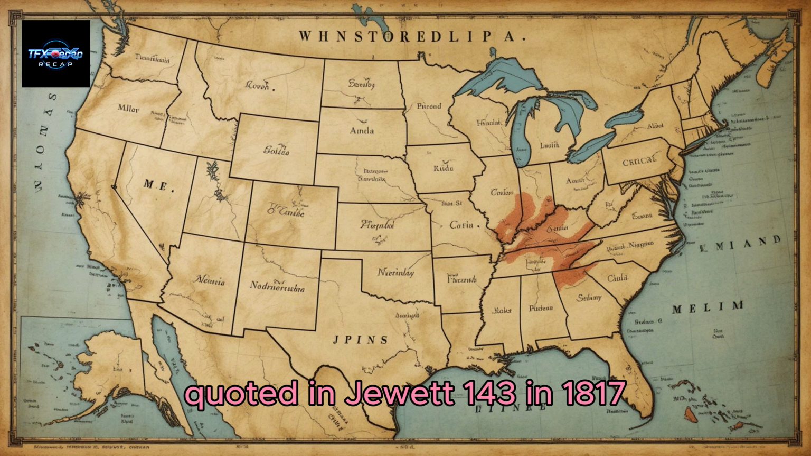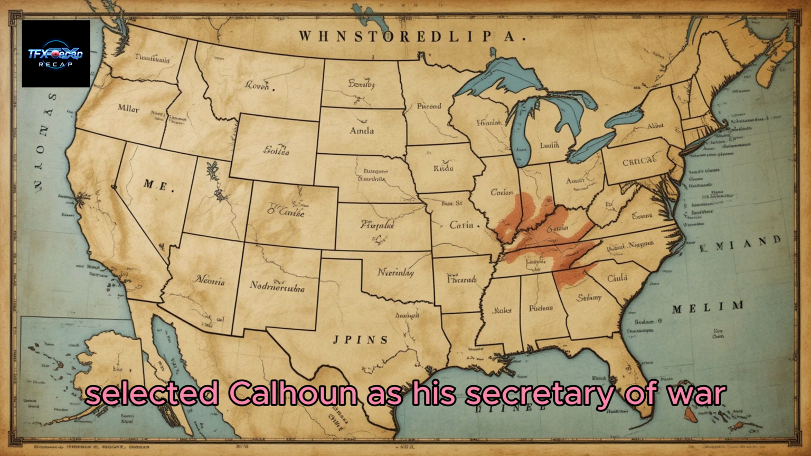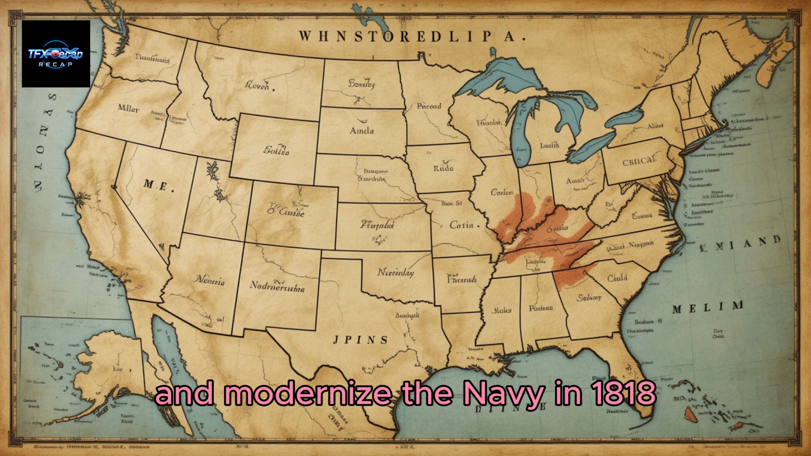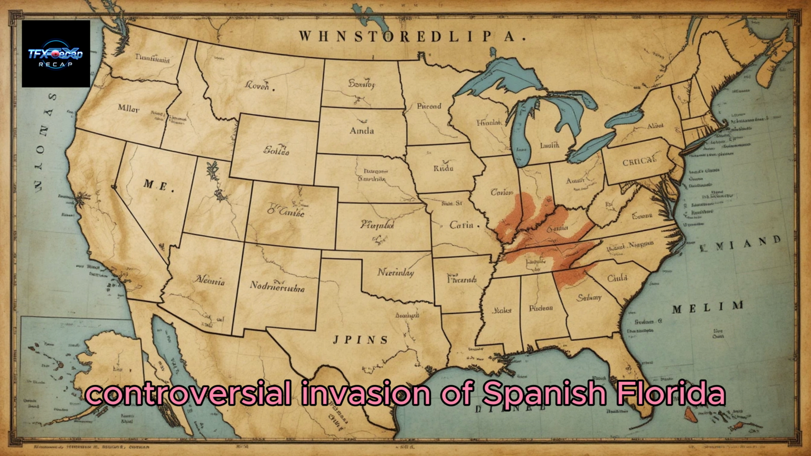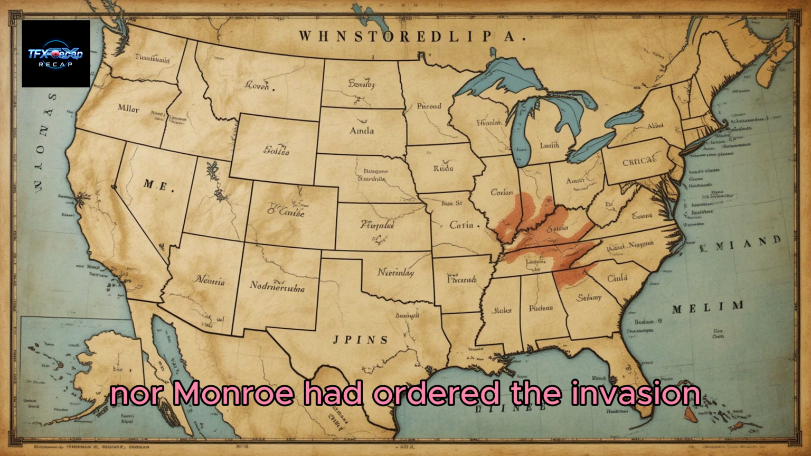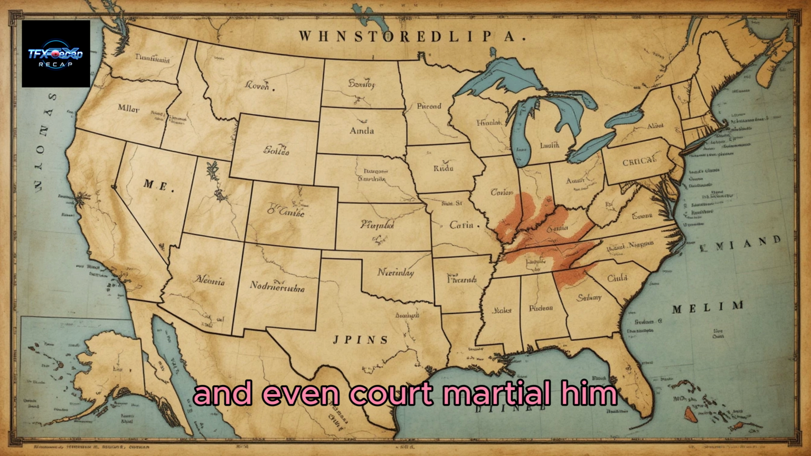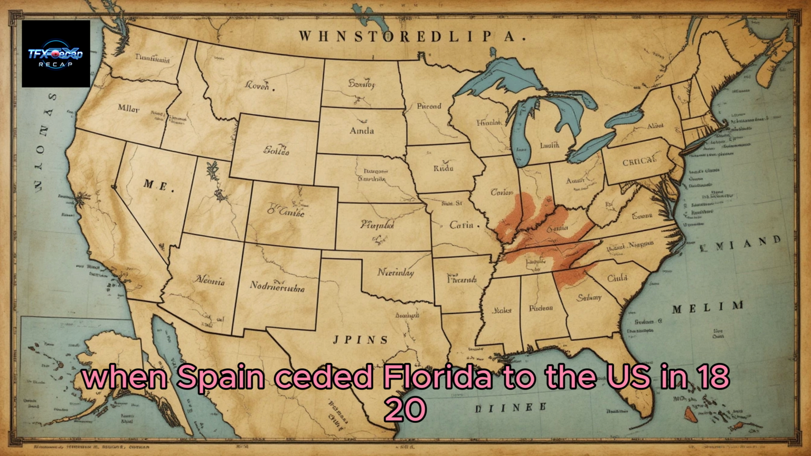In 1817, President James Monroe, served 1817 to 1825, selected Calhoun as his Secretary of War. Calhoun used this position to strengthen the Army and modernize the Navy. In 1818, he denounced General Jackson's controversial invasion of Spanish Florida. Calhoun claimed that neither he nor Monroe had ordered the invasion and urged the president to disavow Jackson's conduct and even court-martial him to avoid conflict with Spain. The situation was resolved the next year when Spain ceded Florida to the U.S.